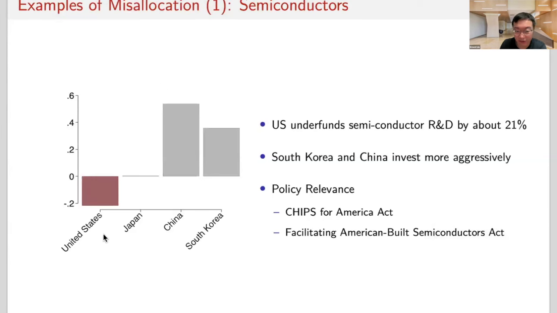So in semiconductors, the US under allocates by 21%, Japan does just about right. China and South Korea over allocate more aggressively, which provides potential support for the relevance of the Chips for America Act and the recent policies to support semiconductors.